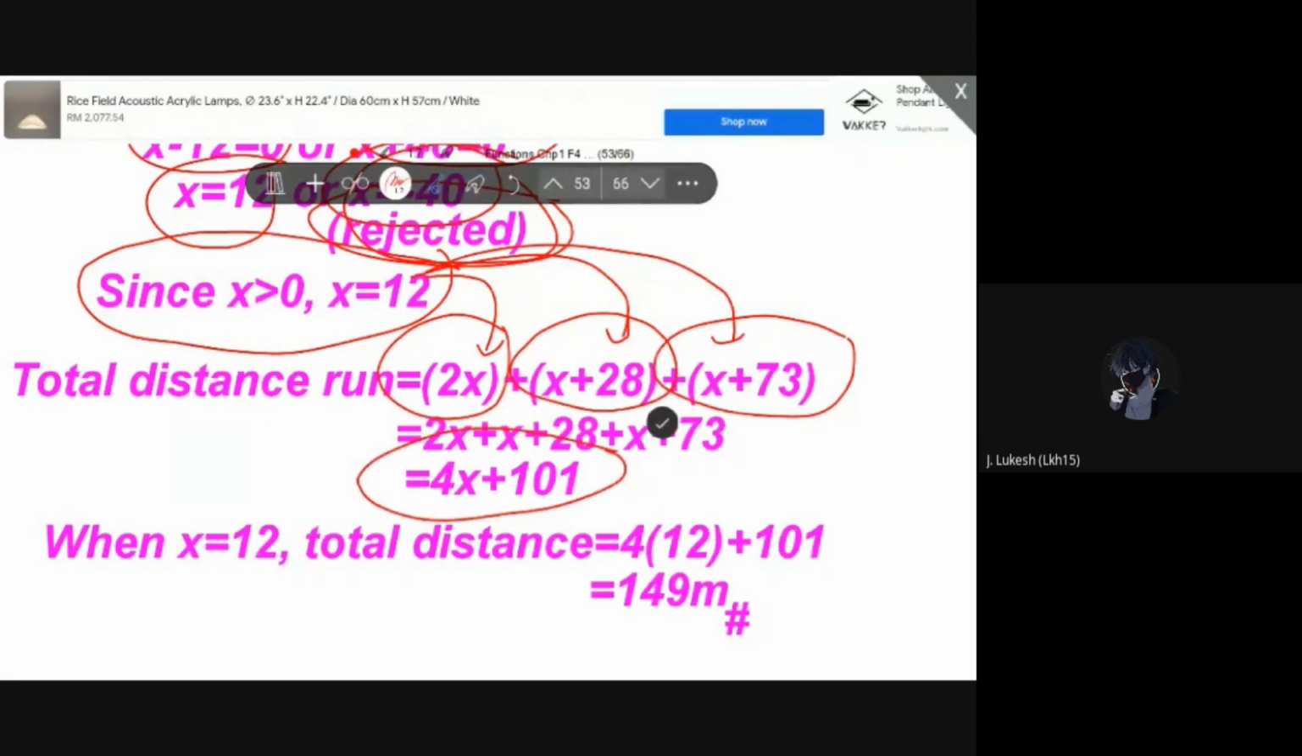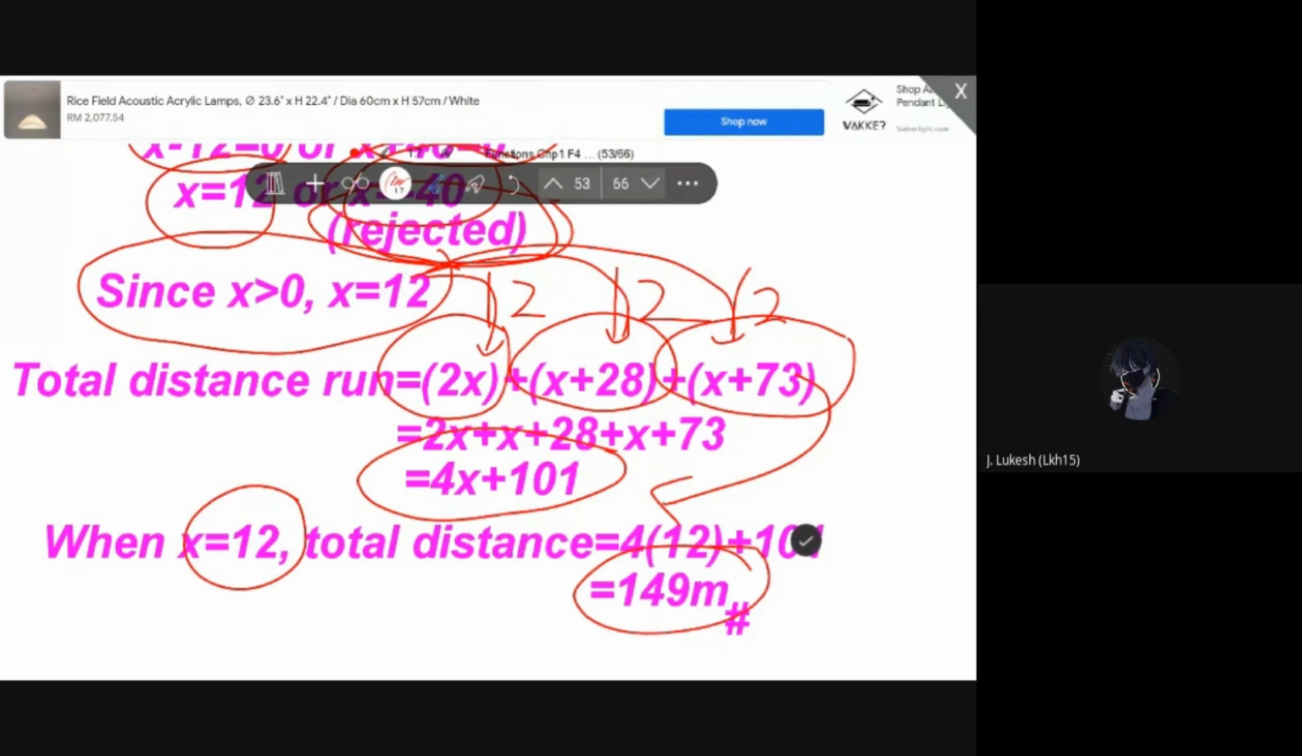Oh, yang ni saya tak gantikan lagi lah. Saya nak permudahkan semua ni dulu. I want to simplify the lengths given to like one ungkapan. So then I sub 12. Kalau kamu nak sub 12 lebih awal, boleh juga. Boleh ganti lebih awal. So you will get 149 meter. So yeah. So can you understand semua soalan ni?